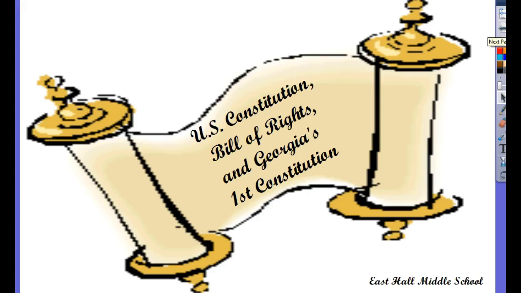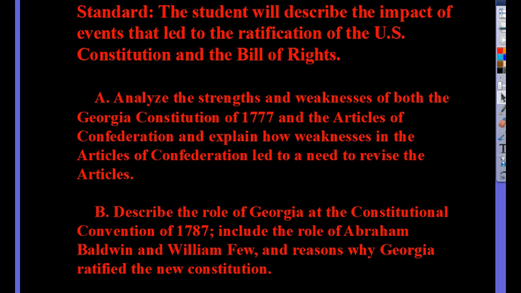Alright, so we're going to talk about the U.S. Constitution, the Bill of Rights, and Georgia's first Constitution. Basically, once the Revolutionary War was over, we had to enact some type of government in order to unite us as a country. The very first thing that we created was the Articles of Confederation.